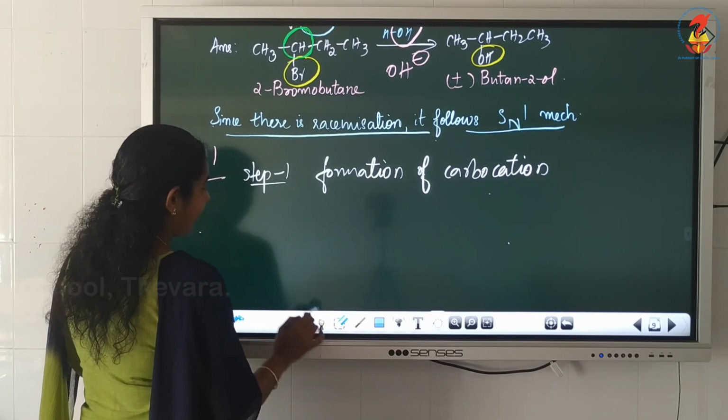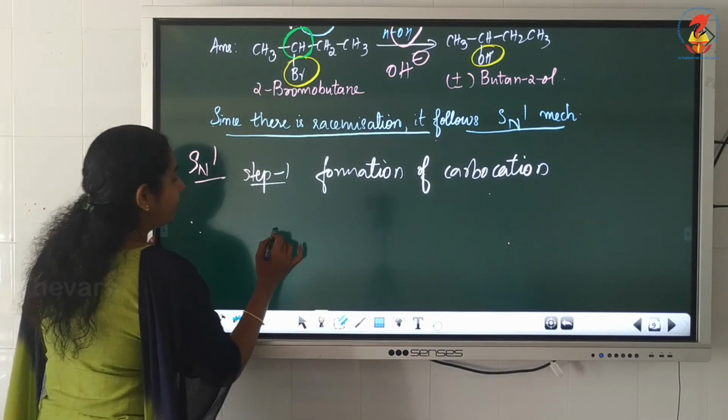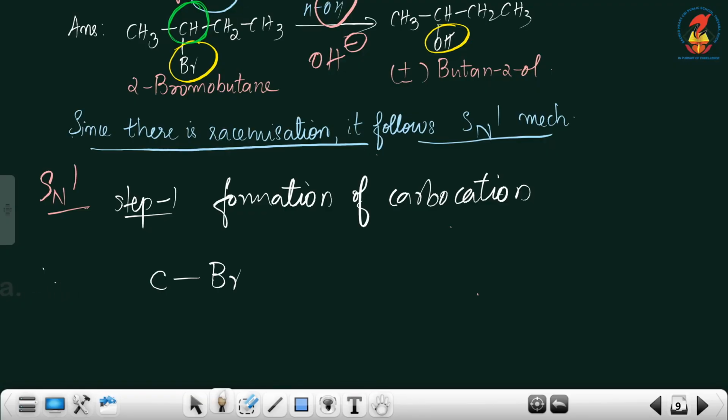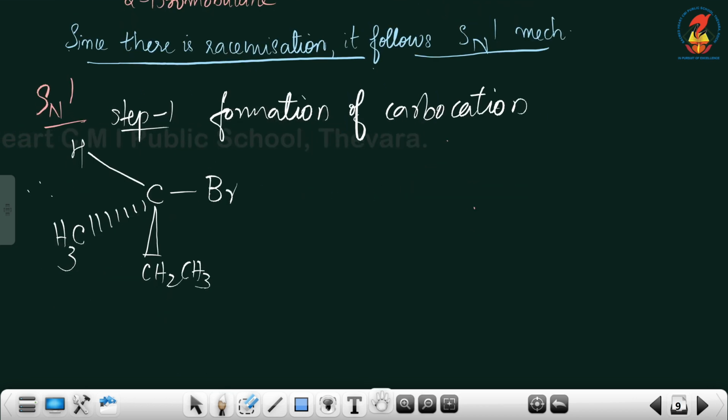So we need to expand the X attached carbon only. So first we need to write the carbon halogen bond. So here it is carbon bromine bond. Now this is the X attached to carbon. Which are the other groups on this carbon? One is hydrogen, one is methyl, and one is CH2CH3, that is ethyl. So hydrogen I am drawing on the same plane. Methyl group I am drawing away from this plane or away from the observer, and ethyl group I am writing towards the observer.